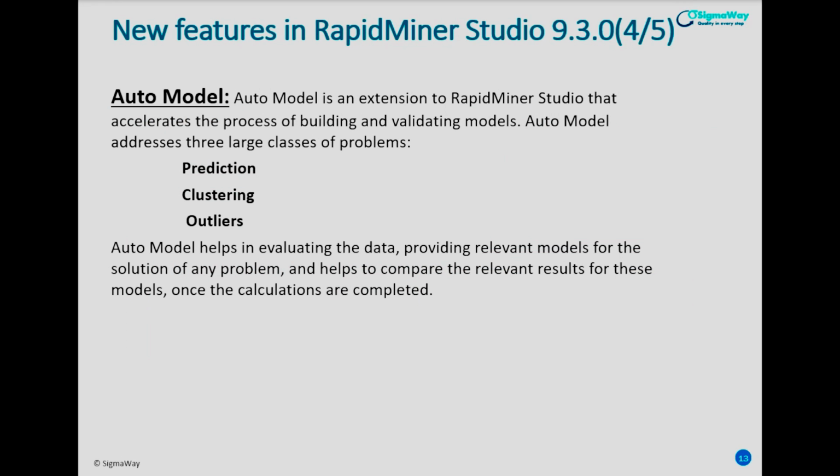Another new feature added to RapidMiner Studio in 9.3.0 and above is AutoModel. AutoModel is an extension to the RapidMiner Studio that accelerates the process of building and validating models. AutoModel addresses three large case problems: prediction, clustering, and outliers. AutoModel helps in evaluating data, providing relevant models for these solutions to any problem, and helps compare the relevant results for these models once the calculations are completed.